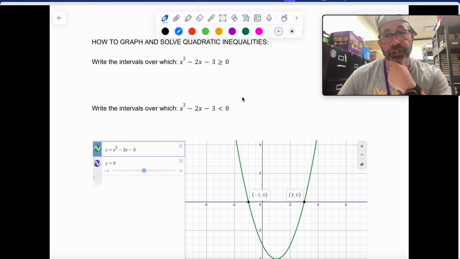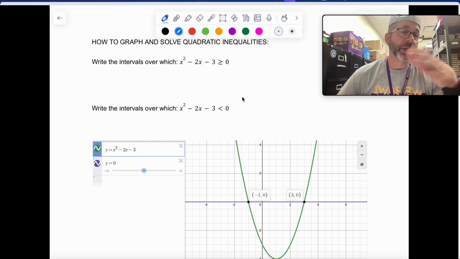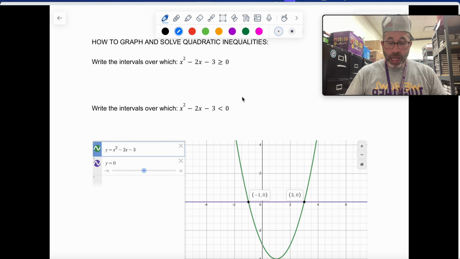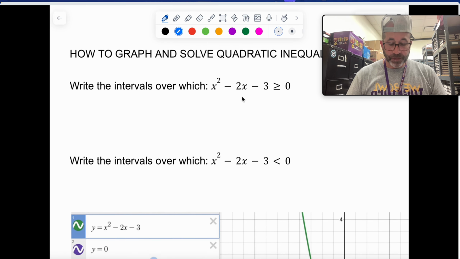And in this edition, we're going to be working on how to graph and solve quadratic inequalities. Now, there's an algebraic way of doing this, which requires a whole bunch of little steps. But then there's another approach where you can just kind of graph it and look at the graph and go from there. So let's take a look at this one first.